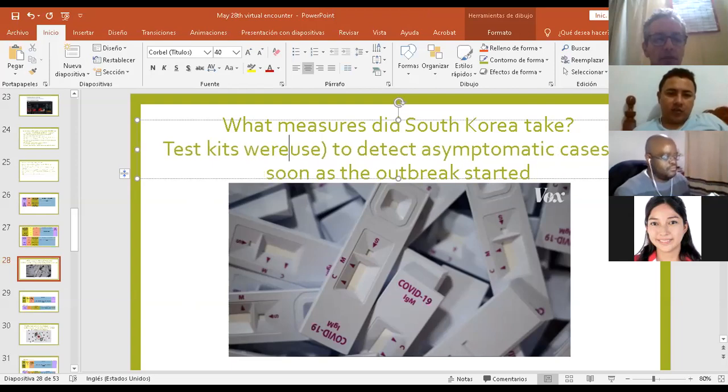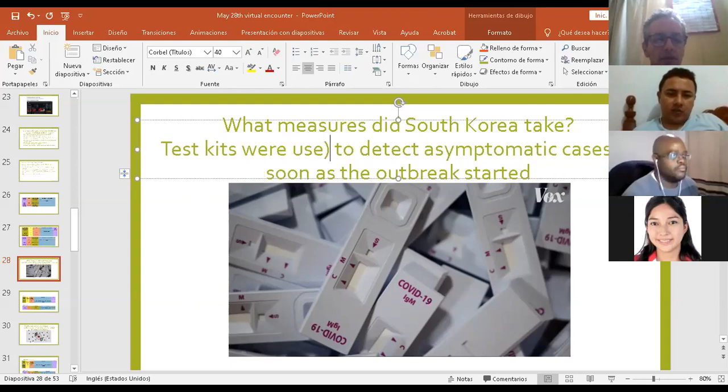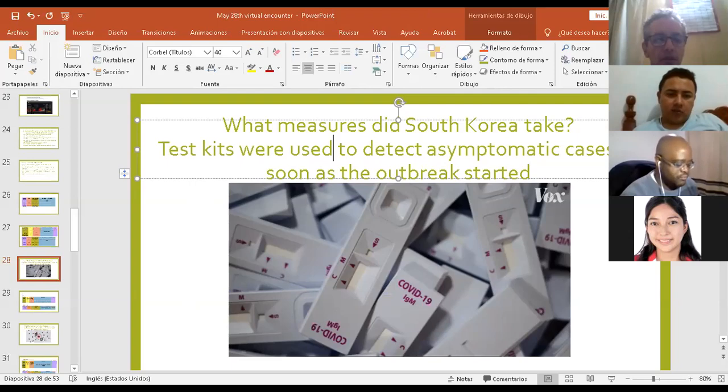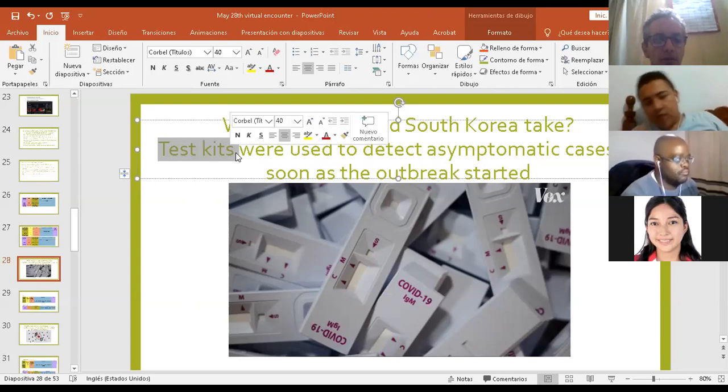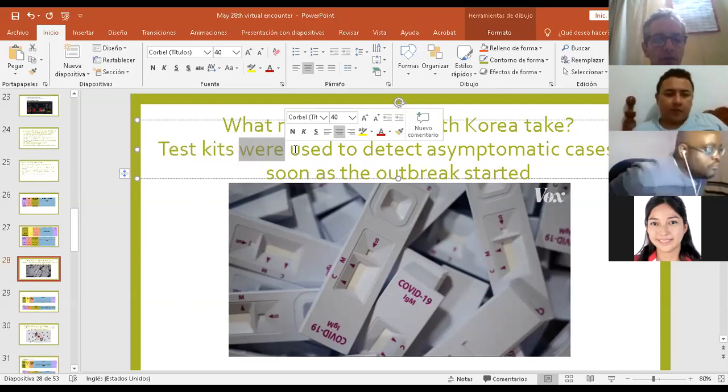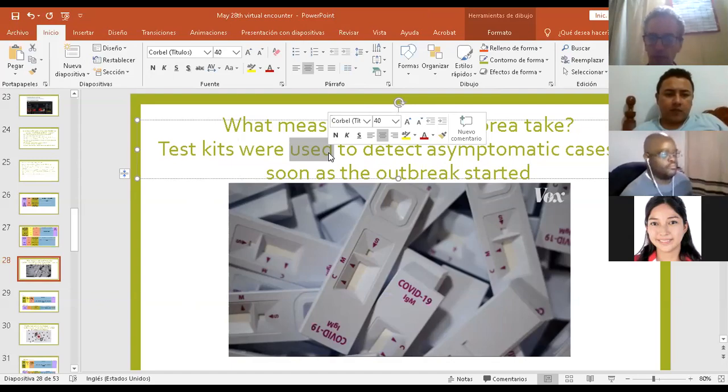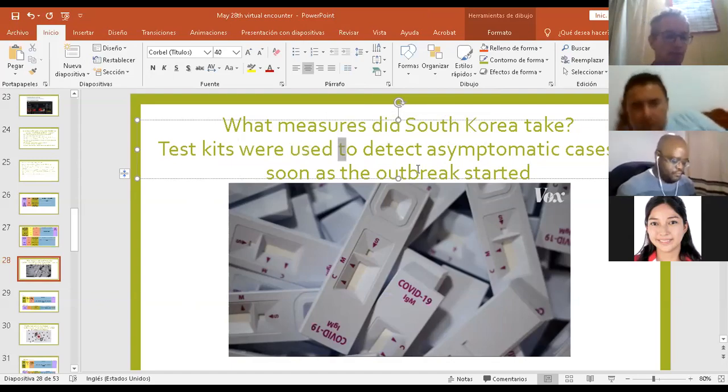Good. Right? So we don't have the person who makes the action. We have the object first, the verb to be in the past, the past participle of the main verb, and the complement.